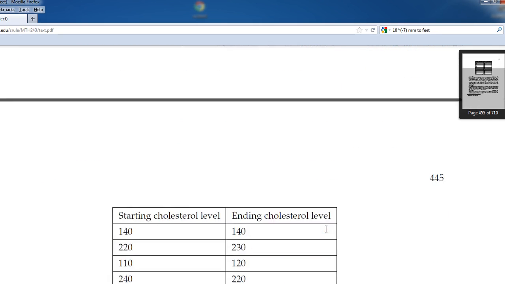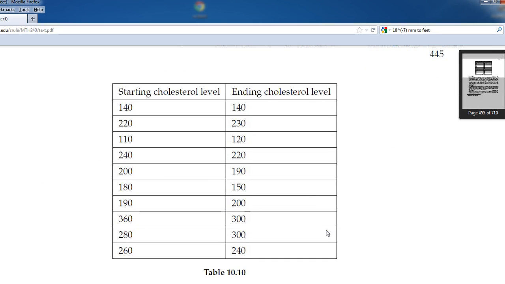I have no problem with this data down here, assuming it was collected properly, because it's actually a measurement. We have a cholesterol level at the beginning and a cholesterol level at the end. Those are measured in milligrams per deciliter, I believe. There's some kind of unit that is measurable by some kind of precise measuring instrument. So I'm happy with that.